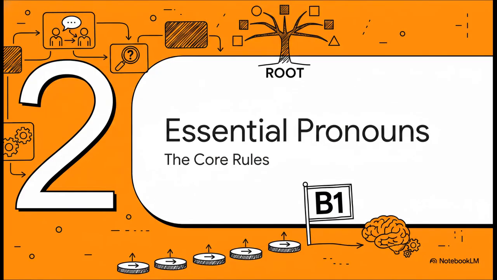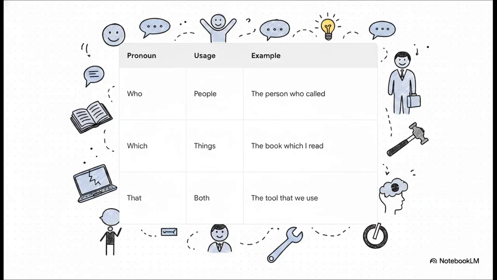Moving on to section 2, essential pronouns and the core rules. Let's take a slight step back from our narrative to look at the strict mechanics of these pronouns. The foundation here is actually pretty simple. Who is strictly for people. I mean, you wouldn't say the laptop who crashed, right? Which is strictly for things. You definitely wouldn't say the manager which hired me.